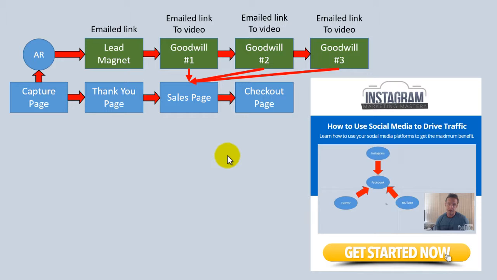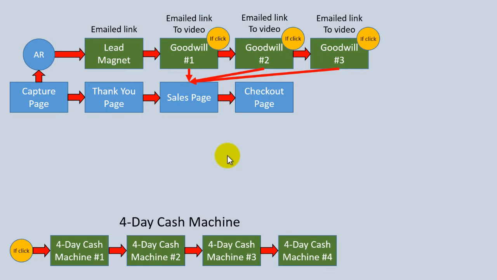Each one of these goodwills, again, takes them to the sales page with a call to action at the end. But what happens if they don't buy? So in this case here, you're going to see that we're monitoring now, and especially if you want to have a dynamic sales funnel. Okay, there's sales funnels. We have the goodwill videos, but in this case here, if you want to have a dynamic one and you want to have that extra supercharge on your marketing funnel, you have what's called a 4-day cash machine.